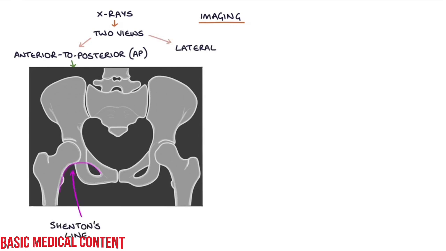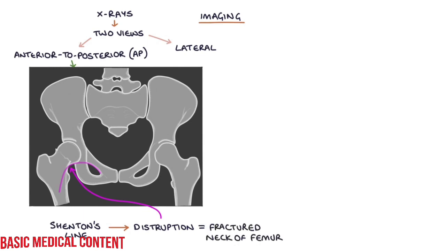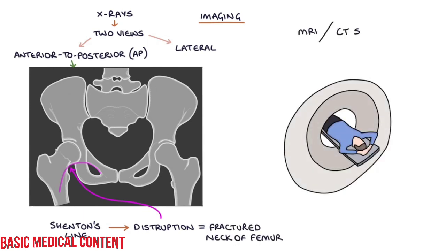Shenton's line can be seen on an anterior to posterior, or AP, X-ray of the hip. This is one continuous curving line formed by the medial border of the femoral neck and continues to the inferior border of the superior pubic ramus. Disruption of Shenton's line is a key sign of a fractured neck of femur. MRI or CT scans can be used where the X-ray is negative but a fracture is still suspected.